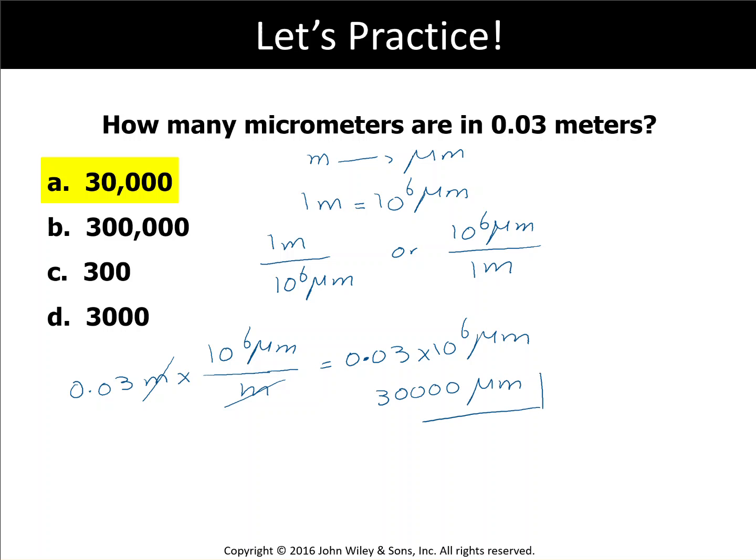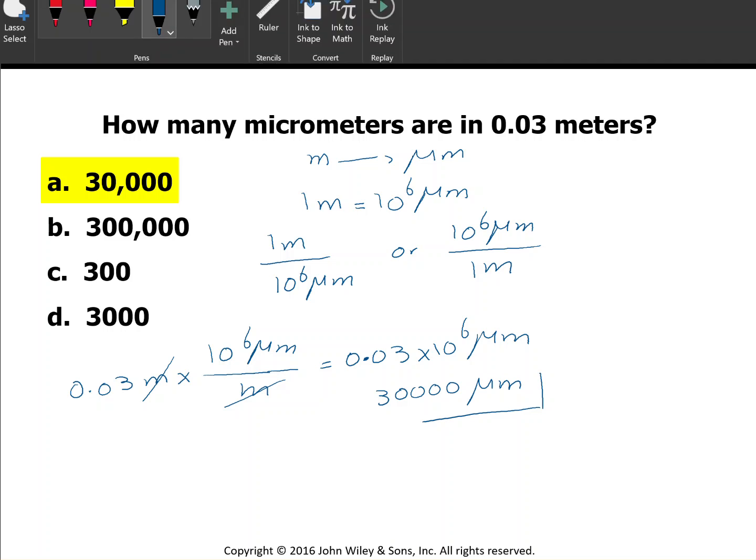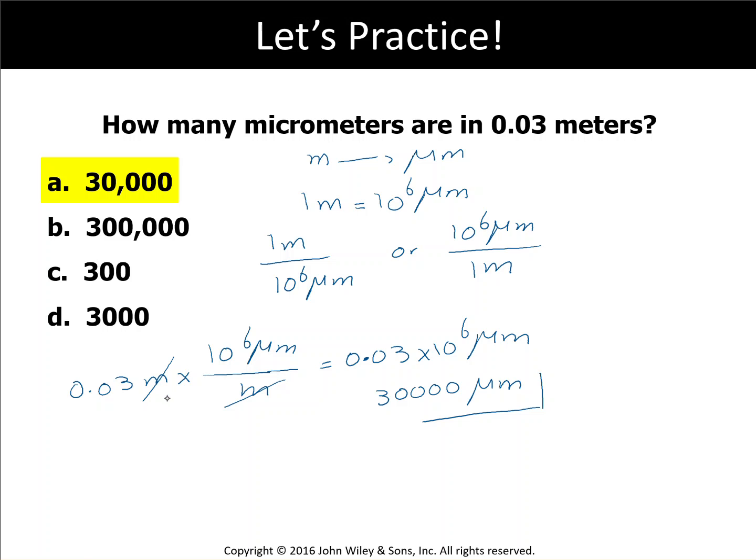Now when doing conversions, keep in mind that in terms of significant figures, you want to look at your quantity for significant figures. Conversion factors don't count for significant figures because they are constant. They have infinite number of significant figures. So you always want to look at the quantity that's given to you. So 0.03 meter has only one significant figure, and you want your answer to also have only one significant figure.